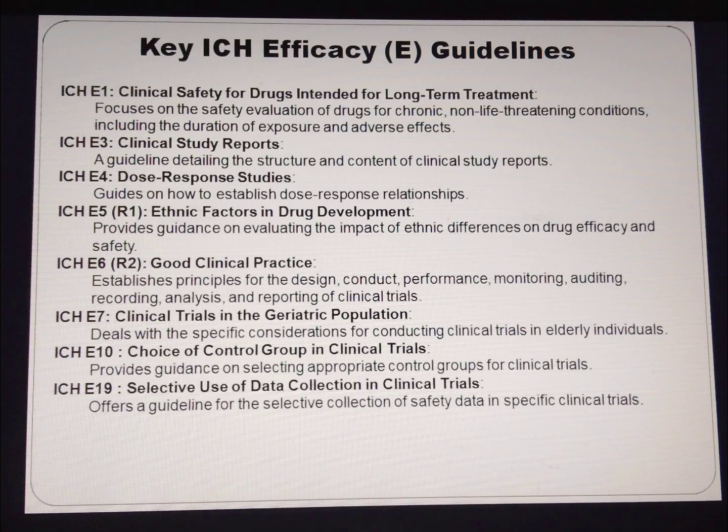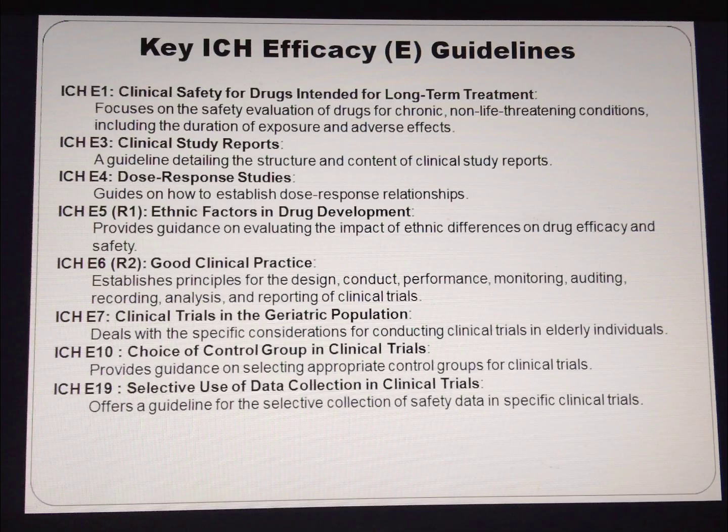ICH E5 R1 ethnic factors in drug development. It provides guidance on evaluating the impact of ethnic differences on drug efficacy and safety. ICH E6 R2 Good Clinical Practices. It establishes principle for the design, conduct, performance, monitoring, auditing, recording, analysis, and reporting of clinical trials.